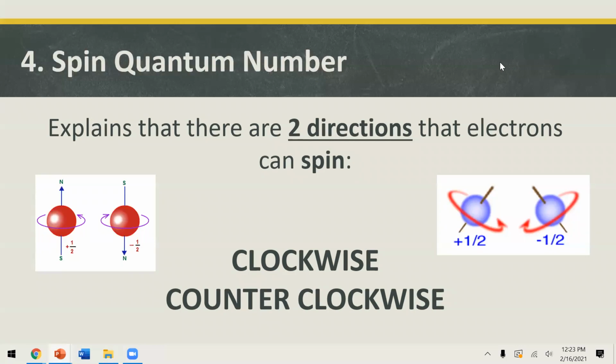The last quantum number is the spin quantum number. This one actually makes sense given its name. The spin quantum number basically tells you which direction an electron is spinning. There are 2 options: it can either spin clockwise or counterclockwise. And when there are 2 electrons in an orbital, which is the maximum that an orbital can hold, they will spin in opposite directions to not interfere with each other.